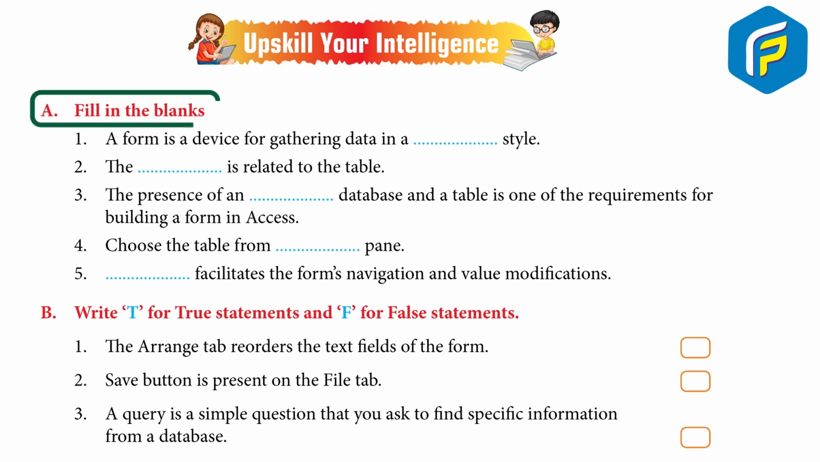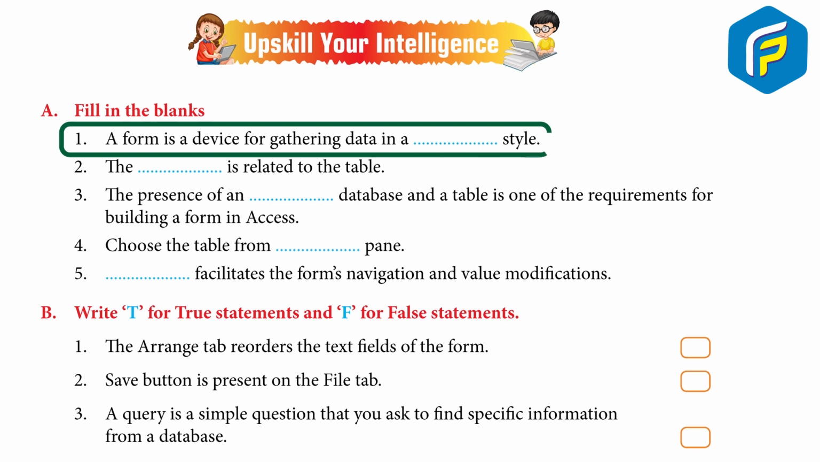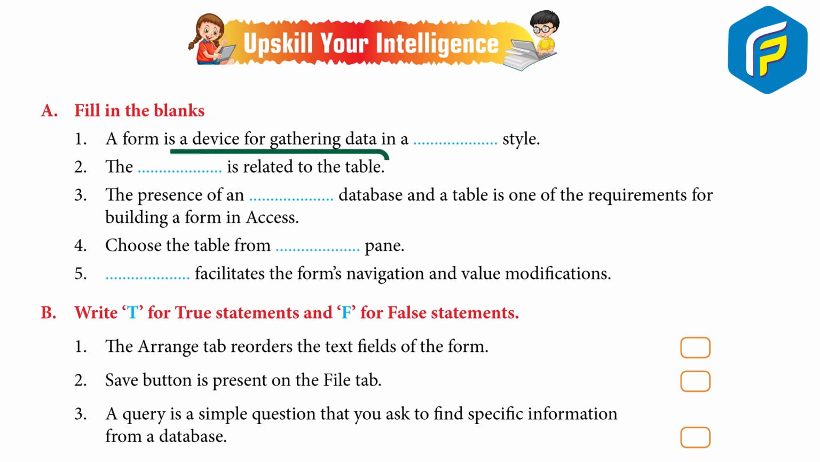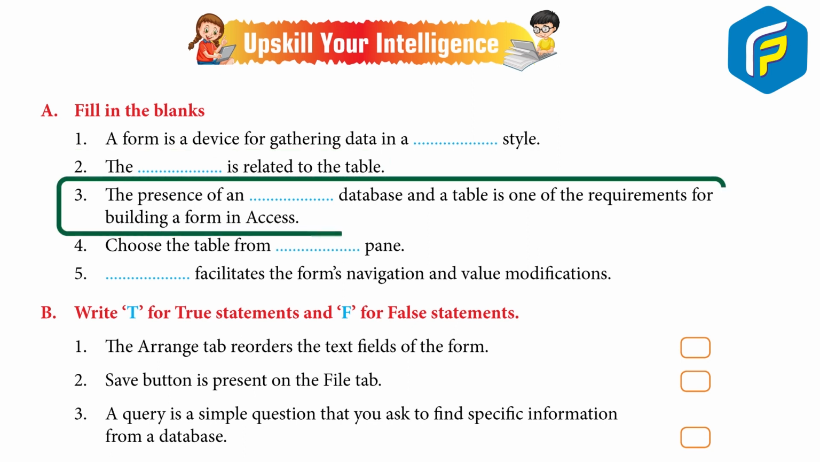A. Fill in the blanks. 1. A form is a device for gathering data in a dash style. Answer: sequential. 2. The dash is related to the table. Answer: form. 3. The presence of a dash database and the table is one of the requirements for building a form in Access. Answer: operational.